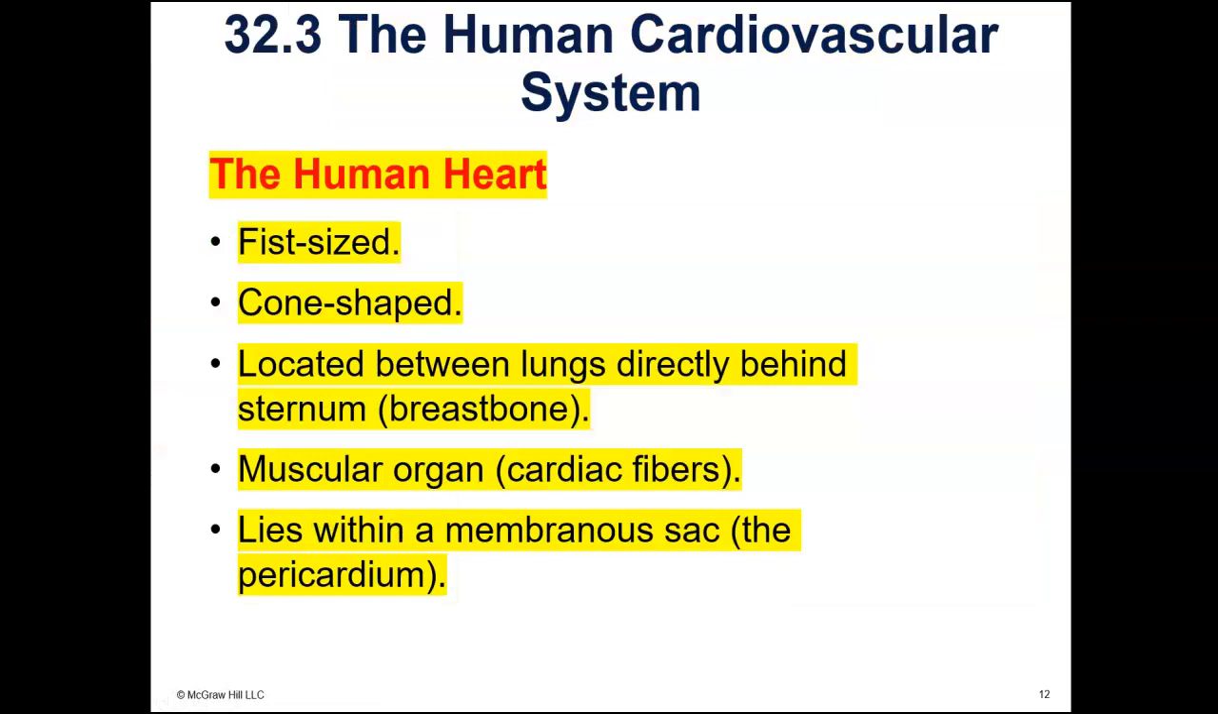Okay, now we're going to move on to the human heart, which is the size of your fist. It is also shaped like a cone. It's between the lungs and behind the breastbone or the sternum. It is a muscular organ. The muscle is cardiac muscle fibers. And the human heart lies within a sac called the pericardium.